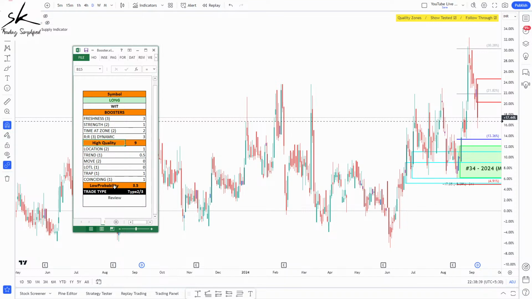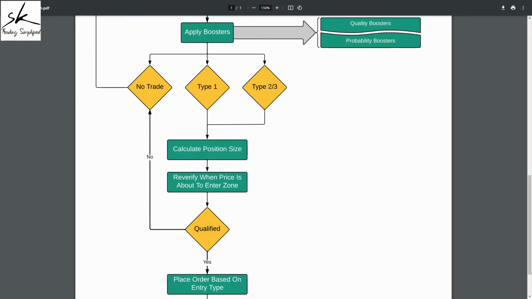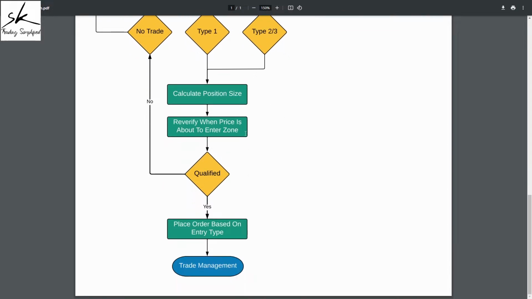So high quality, low probability can only be done as a type 2, type 3 trade. So going back to our boosters, to the flow chart, after applying the boosters, we got to know this only qualifies as a type 2, type 3 trade. Now, no matter how high the quality or the probability, we understand that any trade can be a stopped out trade. So we need to be ready for the worst case scenario. So we'll do our position size calculation, so that in case it goes against us, we should not be losing more than what my risk management rule allows me to lose.